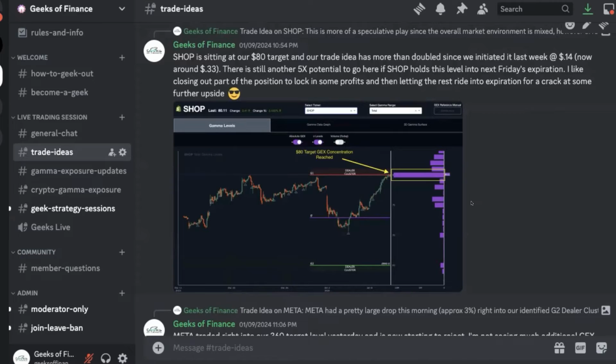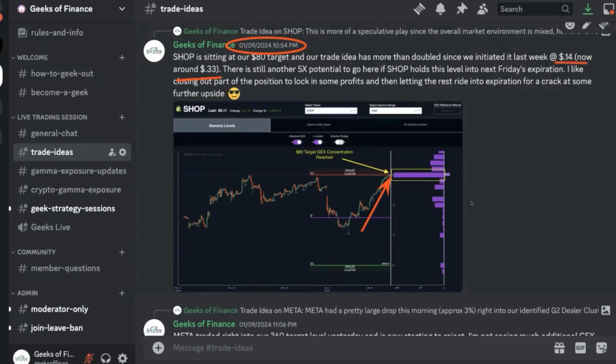And so what happened? Just a few days later, on January 9th, we actually posted an update highlighting the fact that Shop had traded all the way back up into that 80 strike. What just a few days prior to this seemed like almost impossible, a 10% move in just a number of days, actually came to fruition based on this gamma exposure level. And so our particular trade was now trading 33 cents after initial entry of 14 cents. That's 1.5 times. So we decided to lock in some profits.